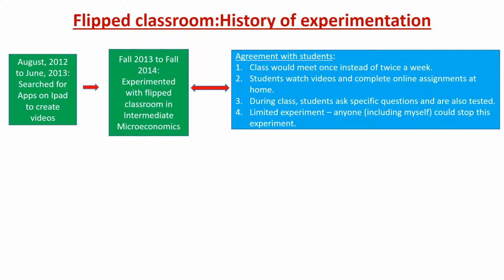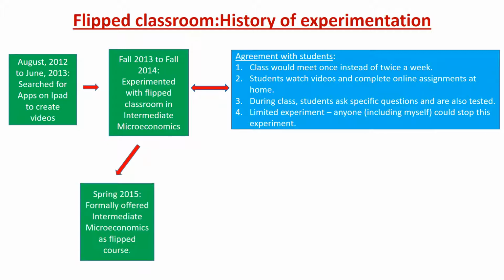So what I did is I had an agreement with my students, and that is the class would meet once instead of twice a week. Students loved that part. But students had to watch videos and complete online assignments at home. And during class, students had to ask specific questions and would also be tested. And since this was an experiment, if students didn't like it or I didn't like it, we could just stop this experiment. And this became extremely useful.